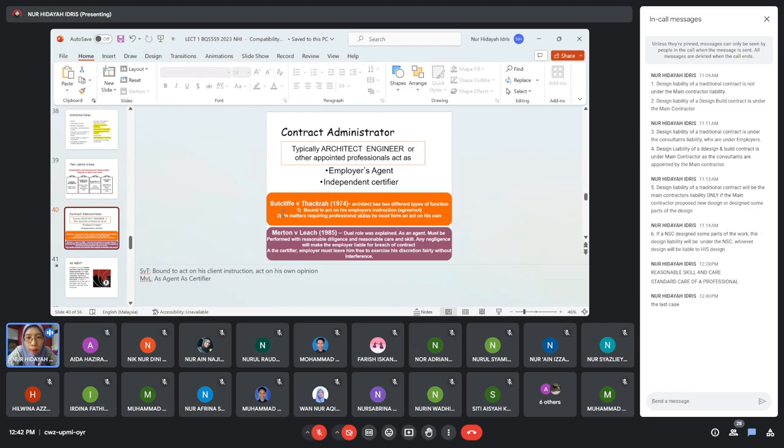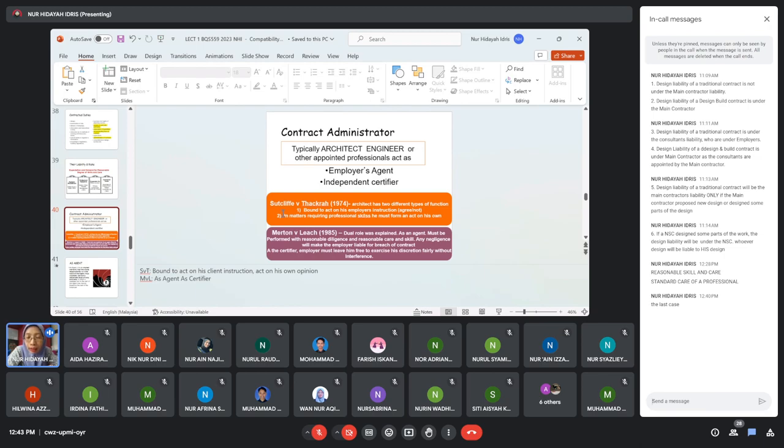So that's why satu, employer's agent. So whatever employers instruct ataupun requires, so basically he needs to fulfill those requirements. And then second thing, in professional matters, dia kena act independently, whereby dia kena act professionally. So dia tak boleh, okay, depend on employer's instruction. Kalau dalam kes-kes professional, for example, okay, architect.